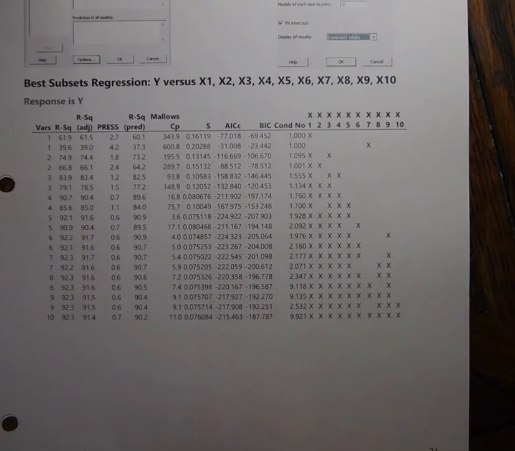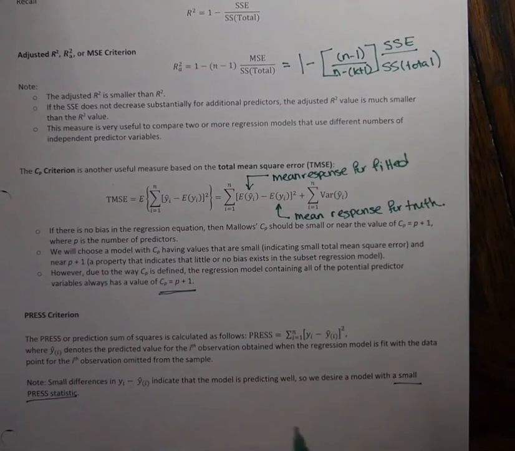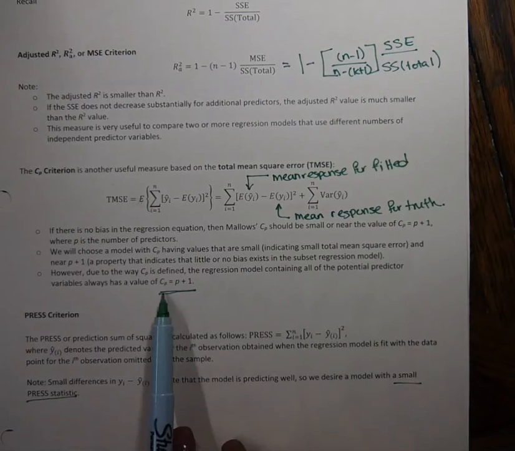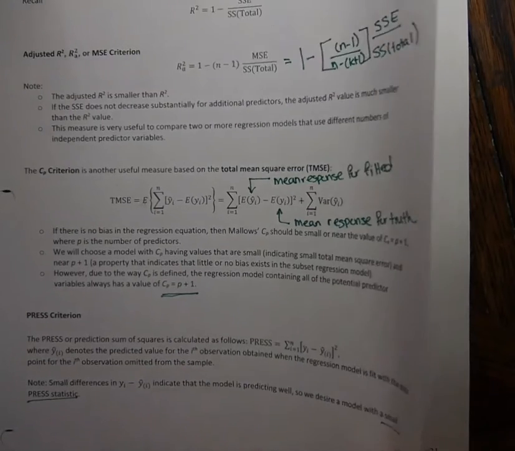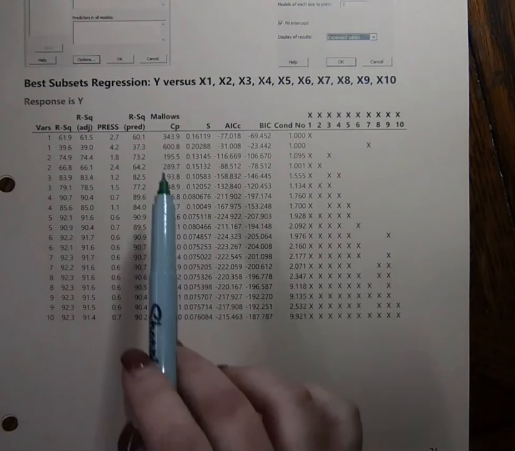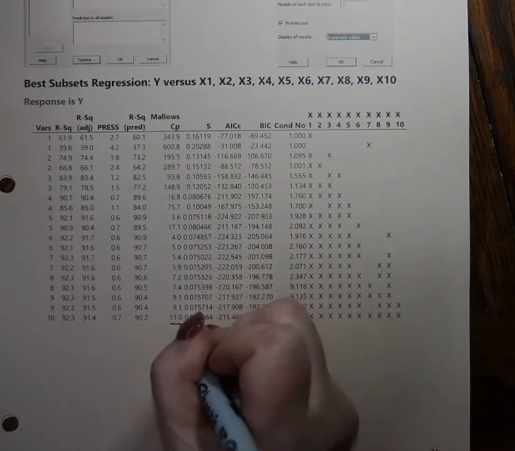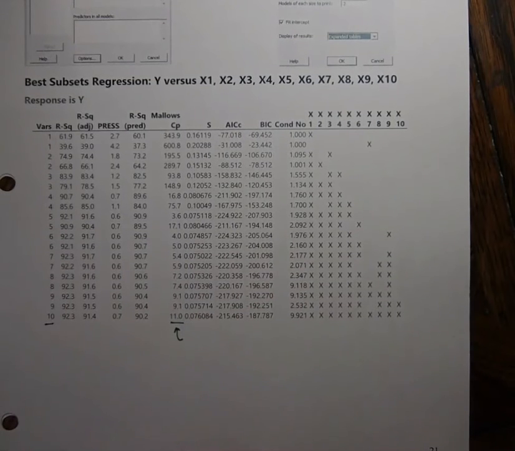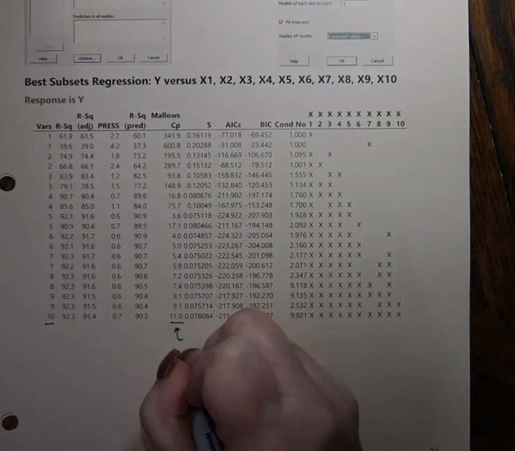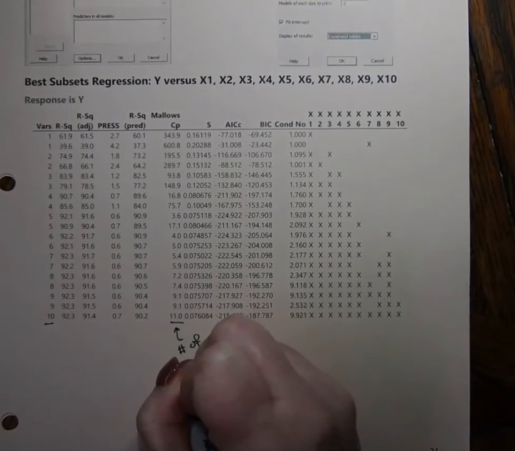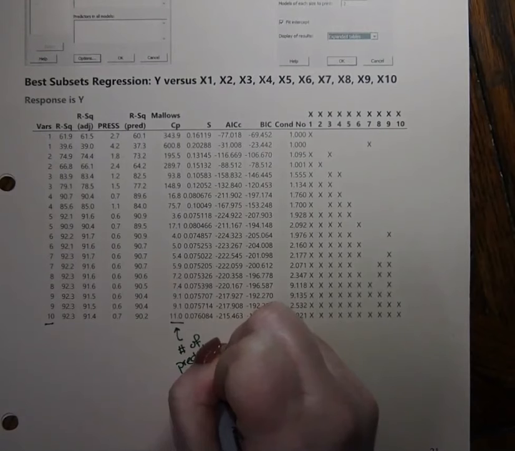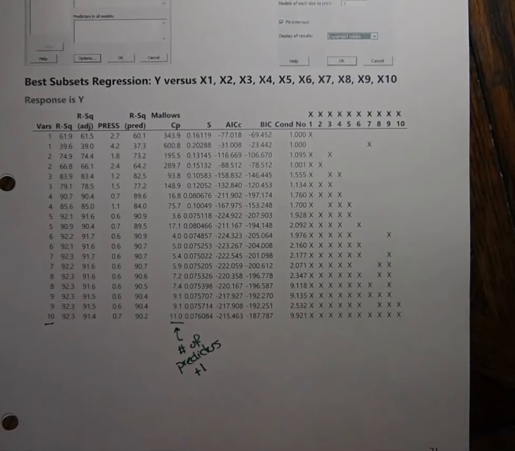So let's look at some different pieces from this output. First of all, remember that the number of predictors that we have for this scenario is 10. And we looked at Mallows' Cp a little bit ago. Remember that if we contain all of the potential predictors, Mallows' Cp should be equal to p plus 1. Notice here, if we look in the Mallows' Cp column, for the model which includes the most predictors we could include, we get a Mallows' Cp of p plus 1. So notice this is the number of predictors plus 1.